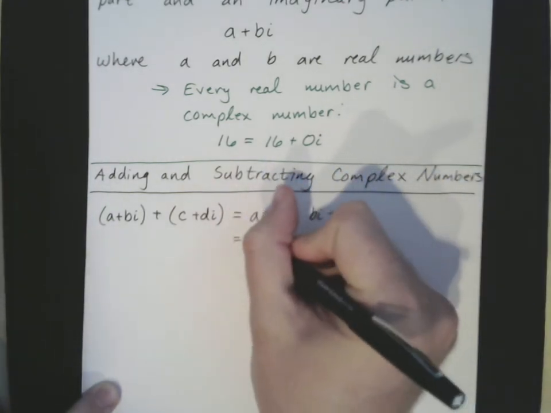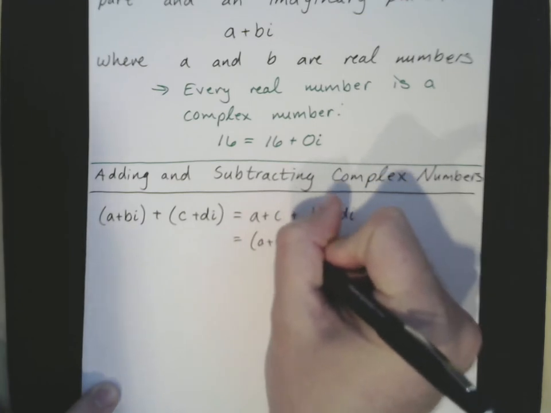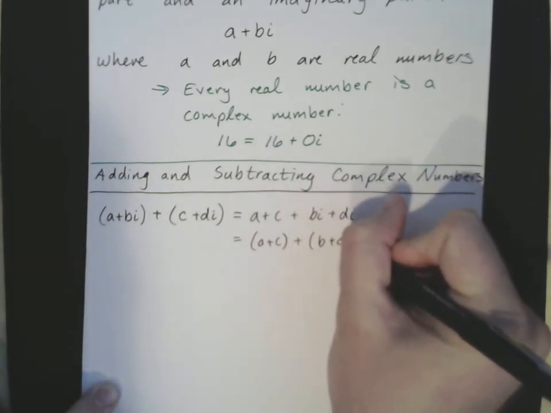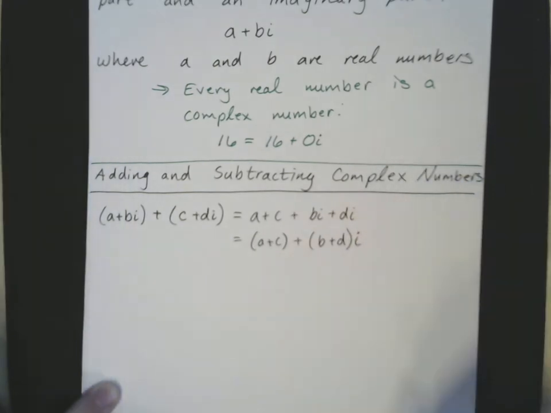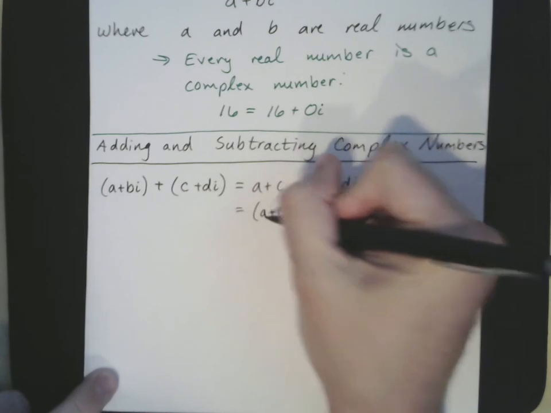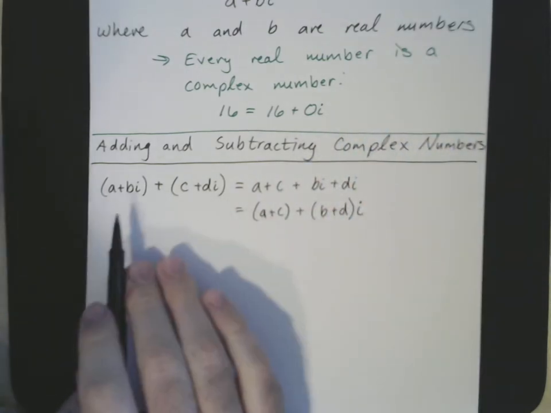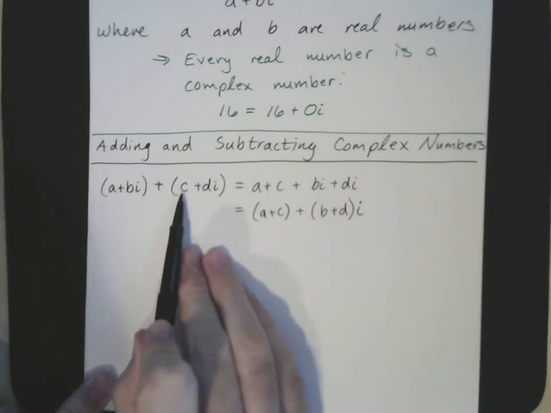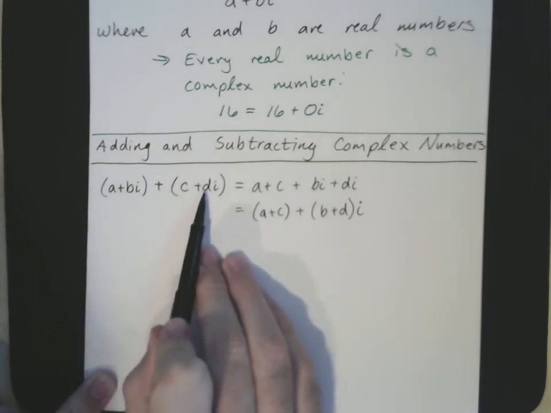And then normally what you'll see is these grouped up, a plus c in parentheses, b plus d in parentheses, multiplied by i. And so adding complex numbers is as easy as adding real numbers. You just add real part to real part and imaginary part to imaginary part.